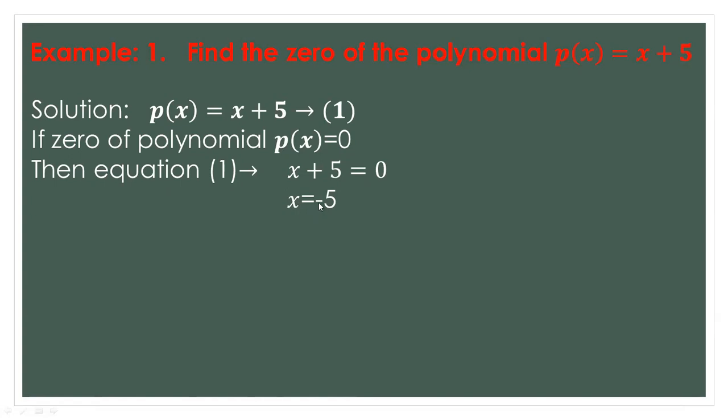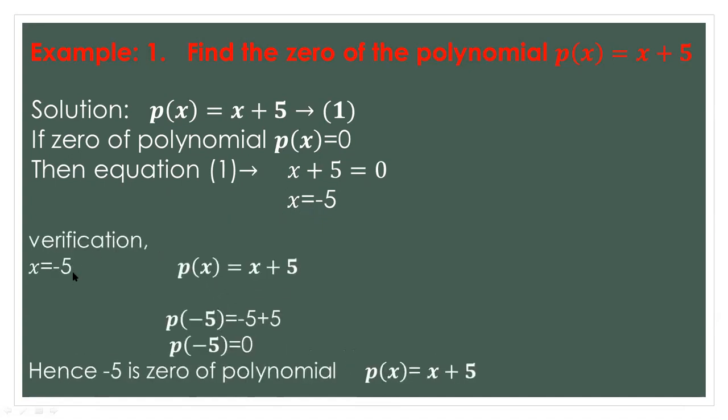I want to verify this answer. So with verification, x is equal to minus 5 in the given polynomial p of x is equal to x plus 5. It means here replace x by minus 5. Then it becomes p of minus 5 is equal to minus 5 plus 5. Minus 5 plus 5 becomes 0. Hence, minus 5 is a zero of the given polynomial p of x is equal to x plus 5.